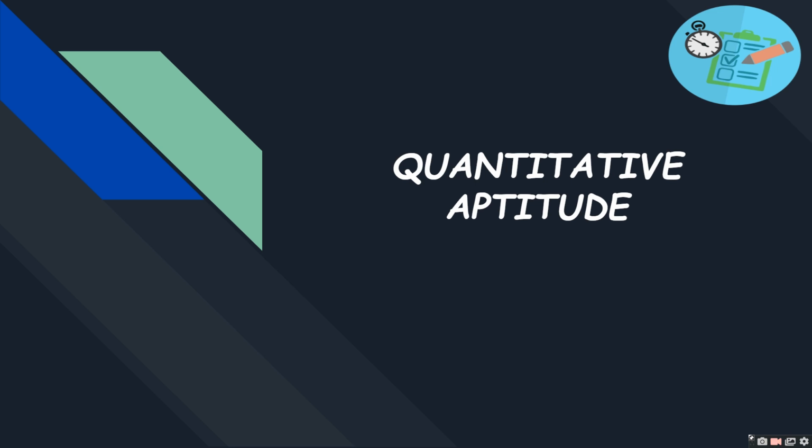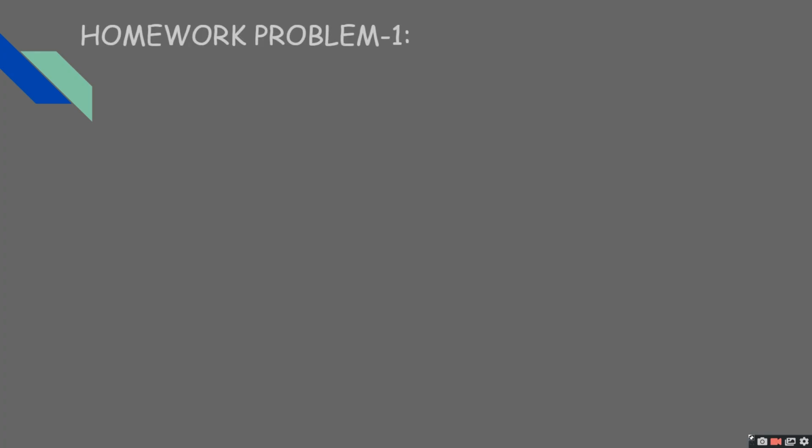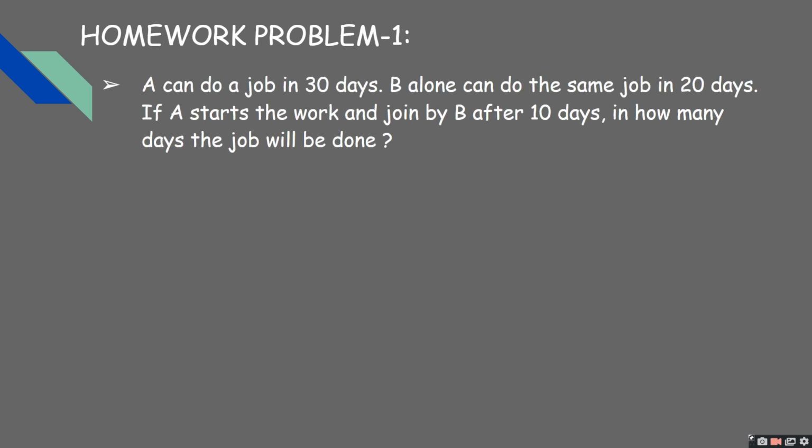So in this video we are going to discuss the homework problem along with some other models of time and work. So let's get started. Coming to the first homework problem, A can do a job in 30 days, B alone can do the same job in 20 days. If A starts the work and is joined by B after 10 days, in how many days will the job be done?